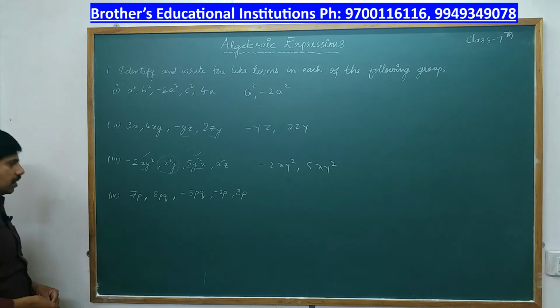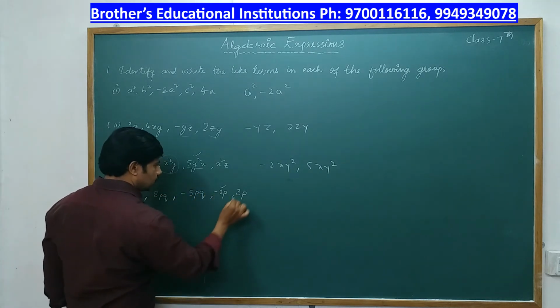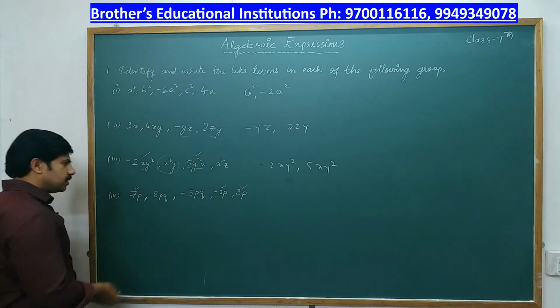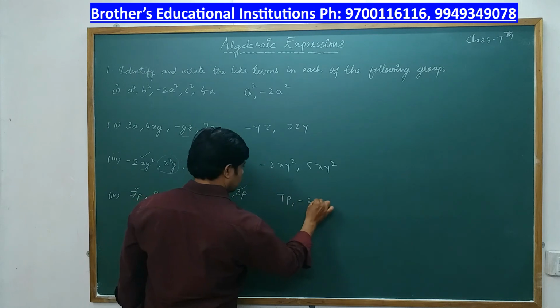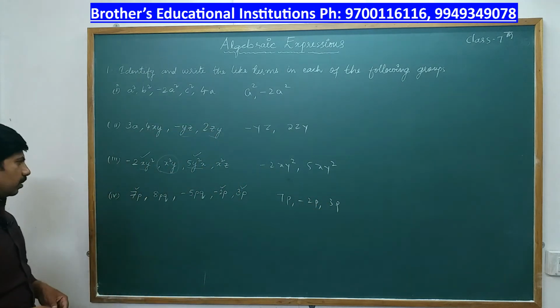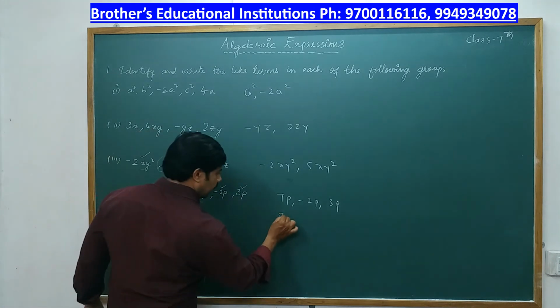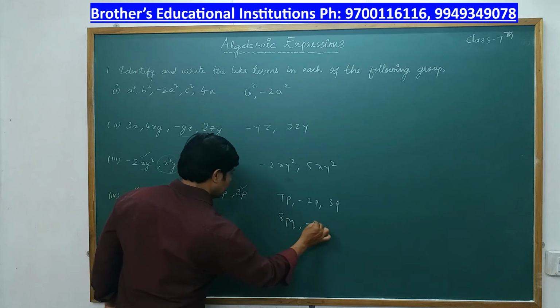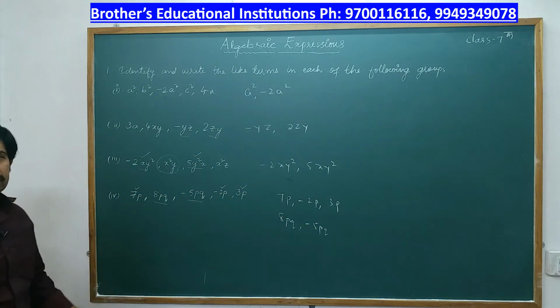Then next, here we have 7p and we have minus 2p, minus 3p. These three are like terms in this. So 7p, minus 2p and minus 3p are like terms, and one more like term pair is there: 8pq and minus 5pq are also like terms. Okay, so this is completed.